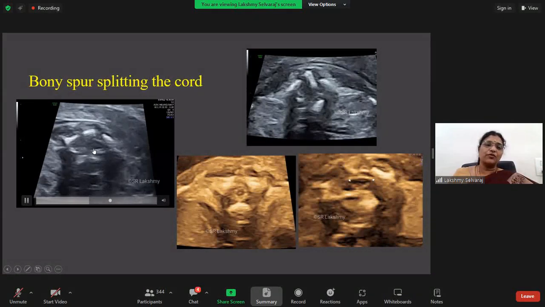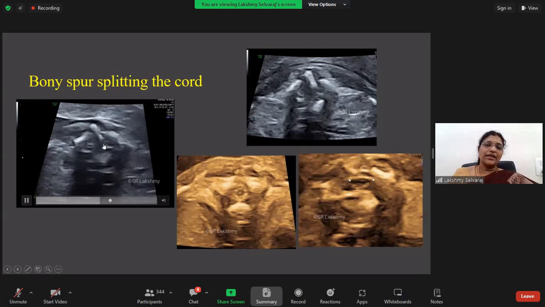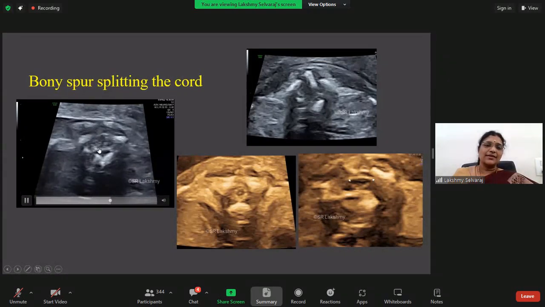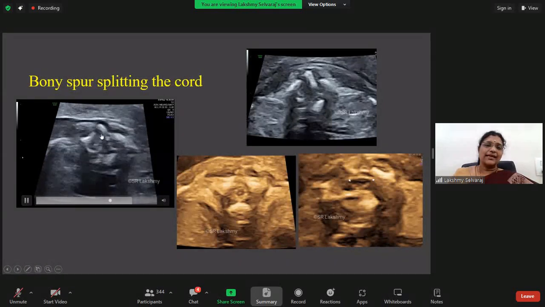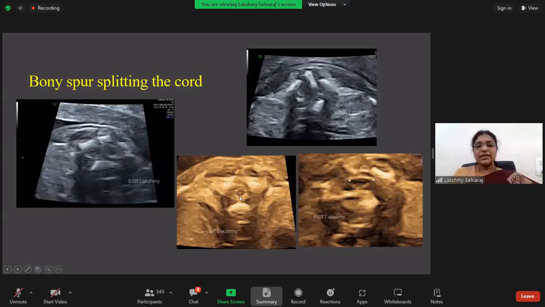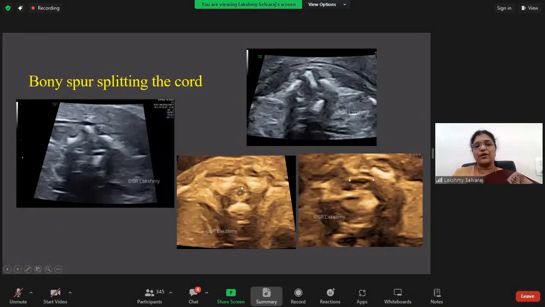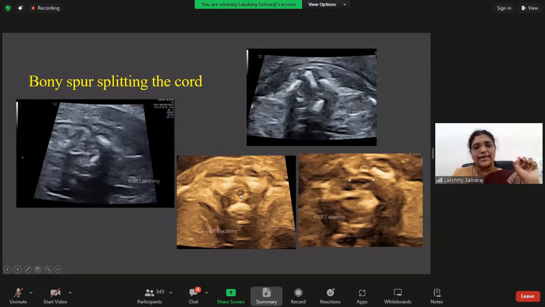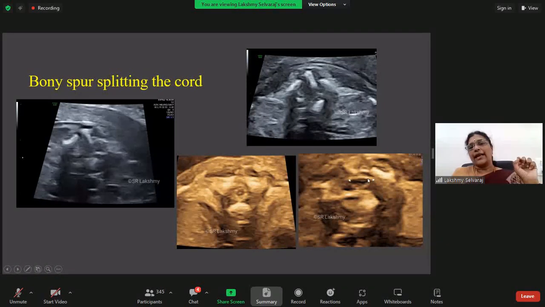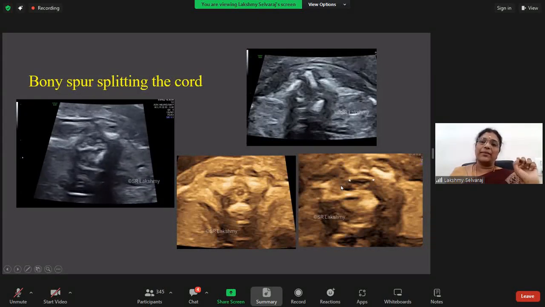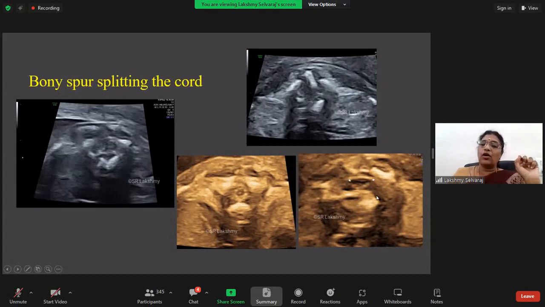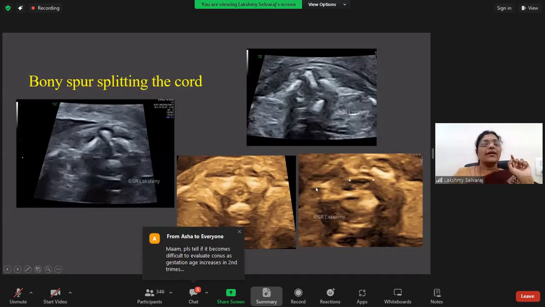And if you look closely, you can see the two split hemicords. These are the two split hemicords. And this is the bony spur traversing the cord and splitting it into two. This is one level above the bony spur, where you see the cord, and the central dot is the central canal, the single echogenic dot. And at the level of the bony spur, you see the two hemicords. So in diastematomyelia, if you want to evaluate the hemicords, the ideal section is the transverse section.